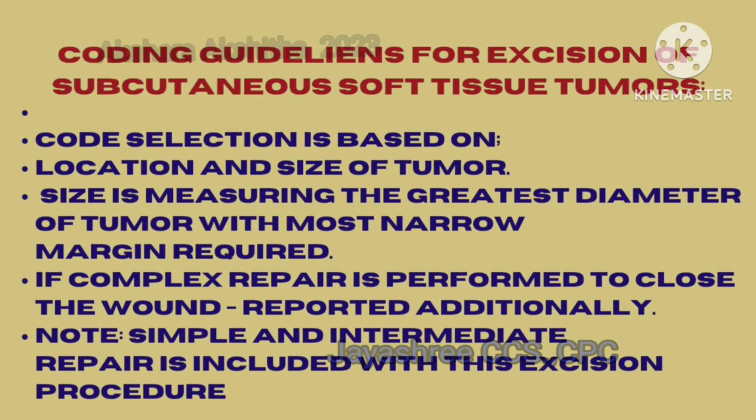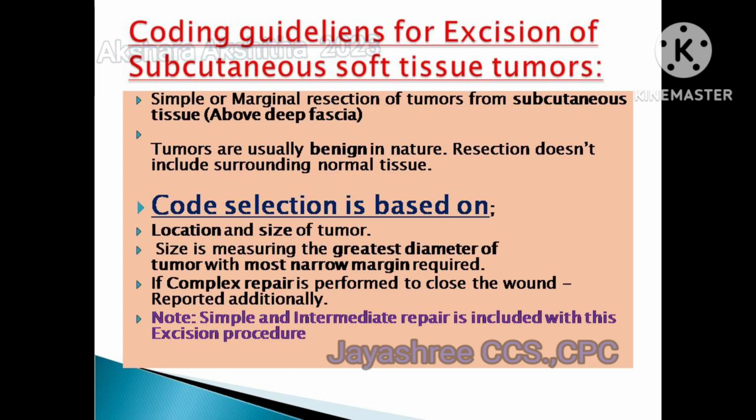This coding guideline is based on whether it is above the bone level or deep fascia, so you have to check that information from the medical record. As per the guidelines, the tumor will be benign in nature only. The surrounding normal tissue will not be resected. They will excise only the affected area, the lesion or benign tumor, whatever it is.